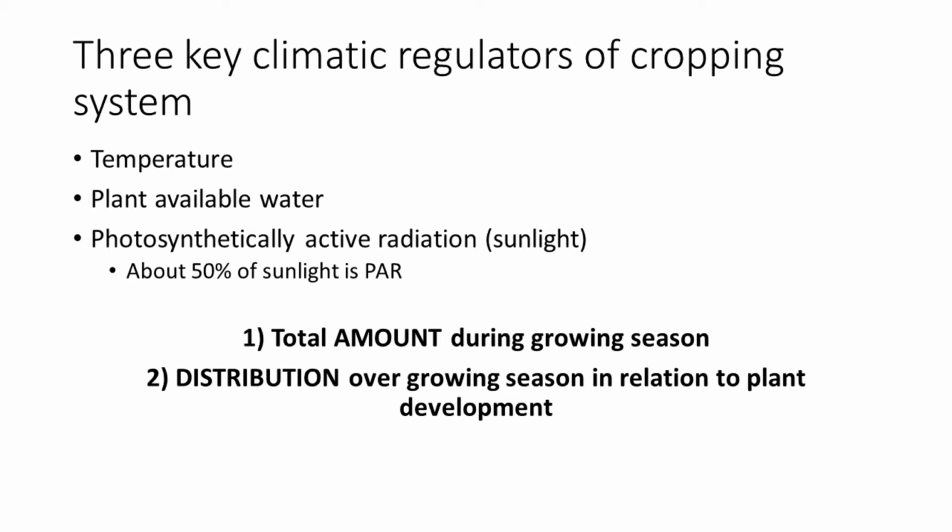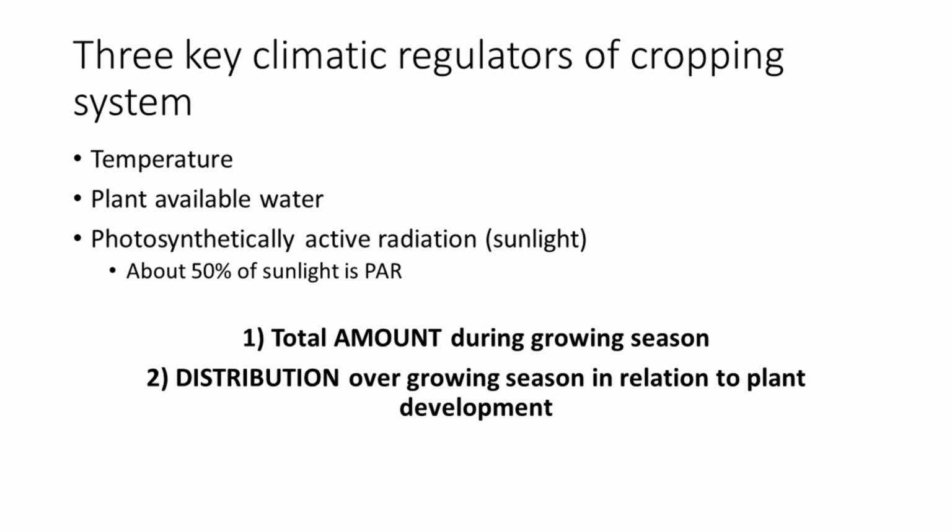For the purposes of cropping system design, it's not just the total amount of these variables that are experienced during the growing season, the total amount of rainfall or the total amount of photosynthetically active radiation. It's also its distribution over the growing season in relation to plant development that really matters. So, for example, when are maximum temperatures reached during the growing season, and at what stage is the crop normally at when those high temperatures are experienced?